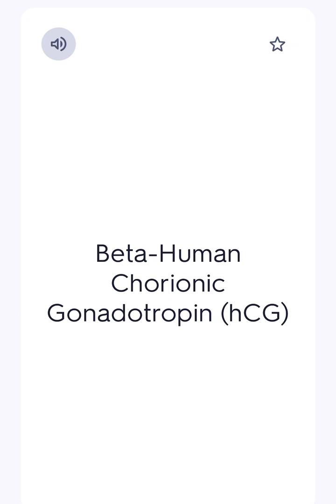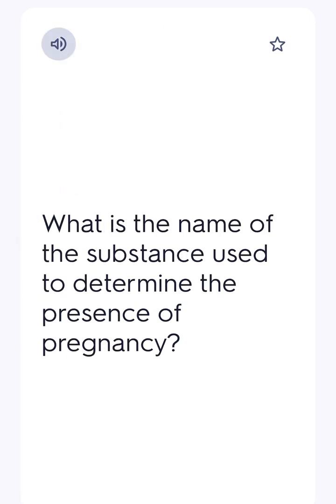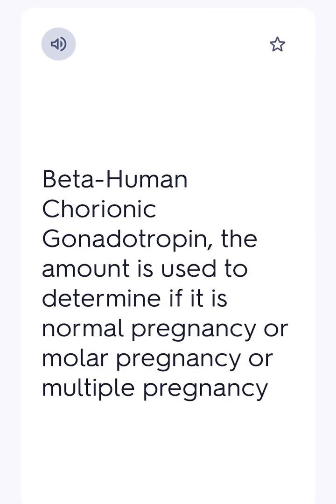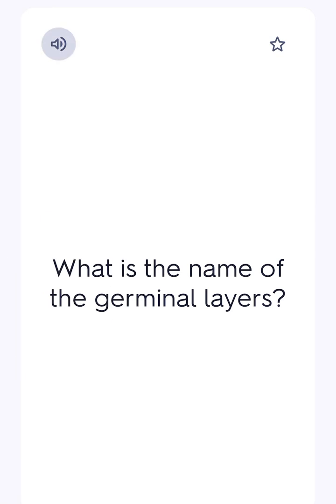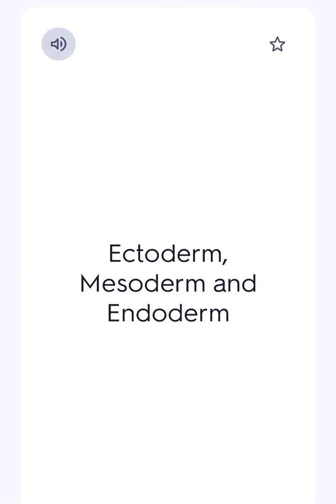Beta-human chorionic gonadotropin. What is the name of the substance used to determine the presence of pregnancy? Beta-human chorionic gonadotropin. The amount is used to determine if it is normal pregnancy or molar pregnancy or multiple pregnancy. What is the name of the germinal layers? Ectoderm, mesoderm, and endoderm.